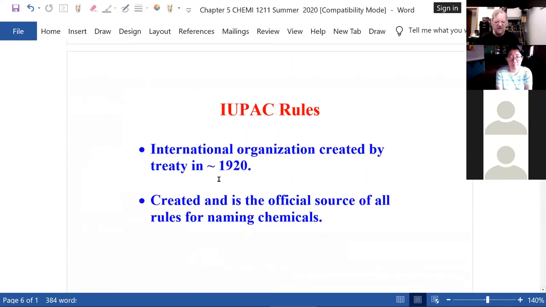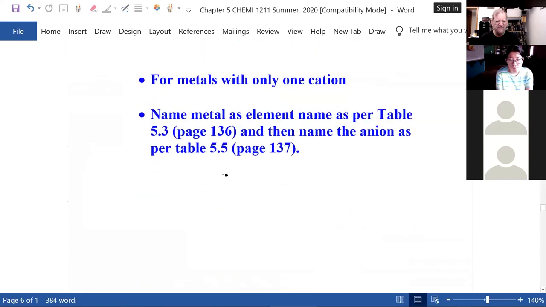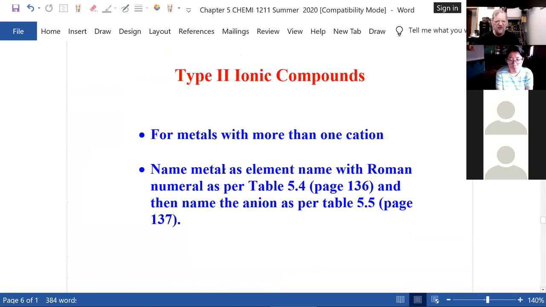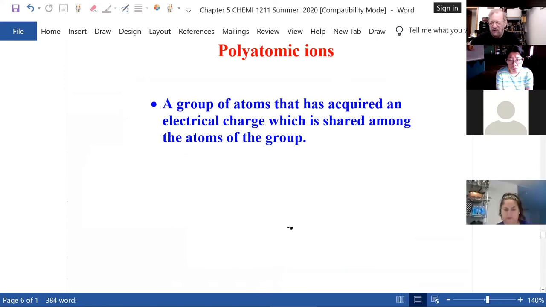I skipped nomenclature. We'll do that during the semester. Skip this. Polyatomic ions, I just covered briefly. Now we'll cover it more. I will never ask you what's the definition of a polyatomic ion, but you should know poly means many, atomic, actually atoms, and it's ion, so it has a charge, which I'll teach you more about.